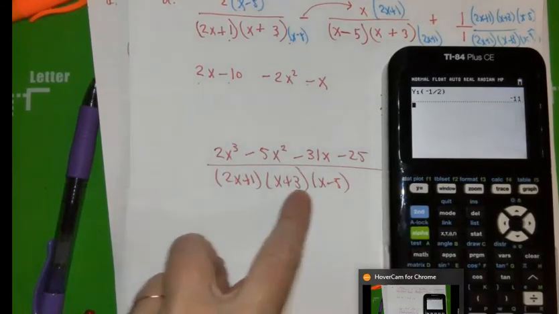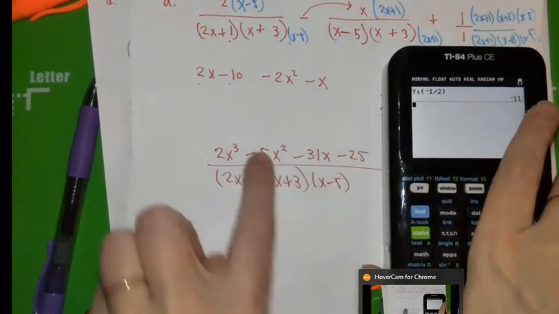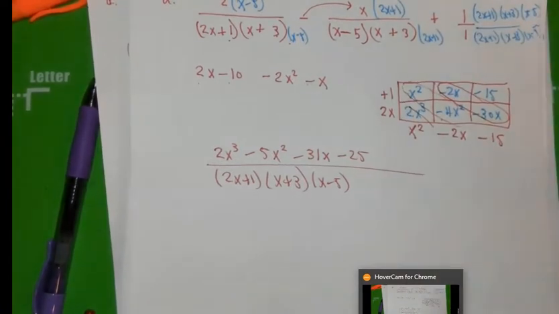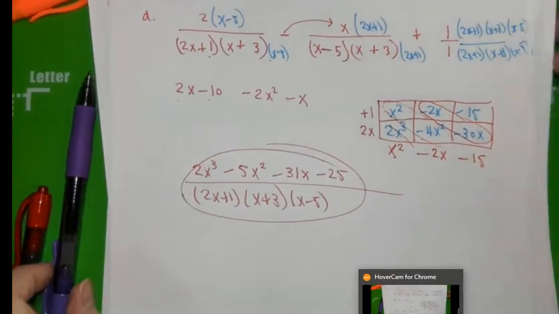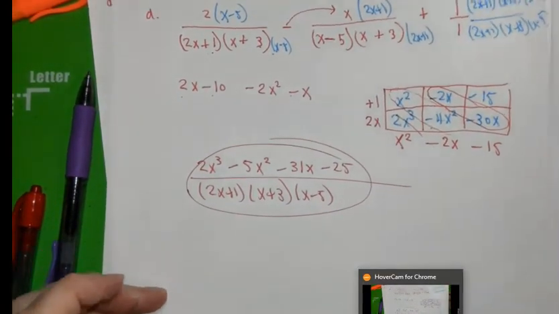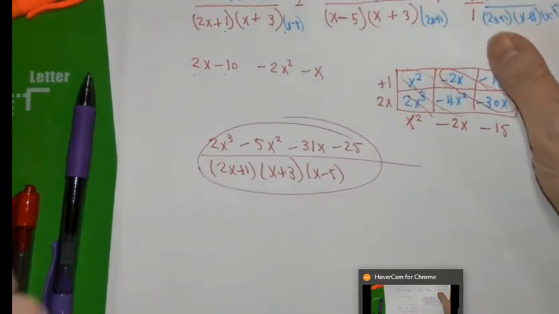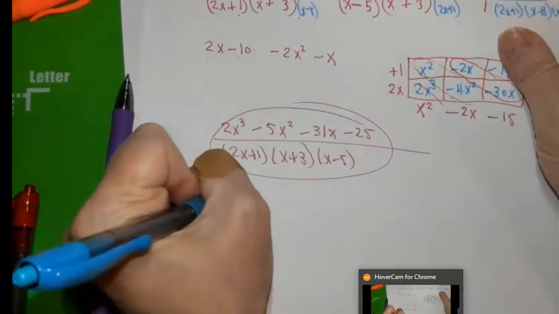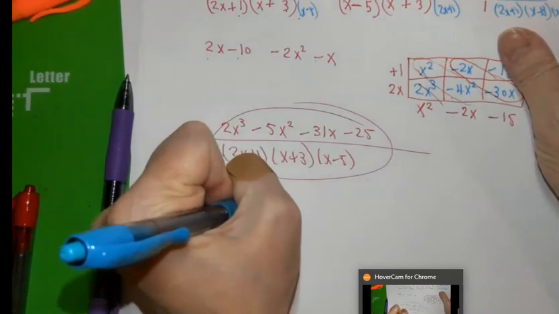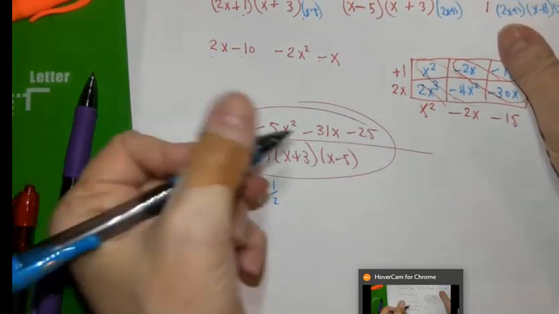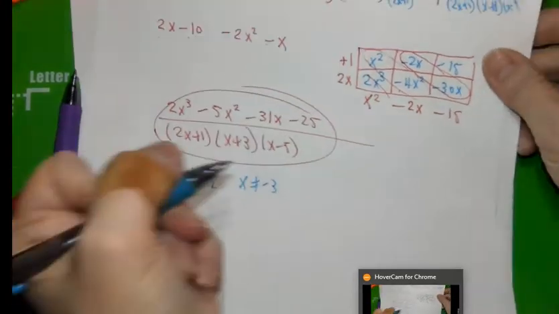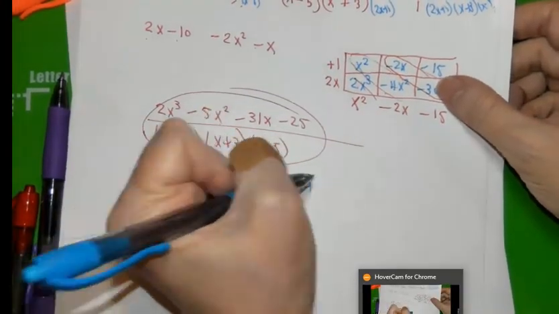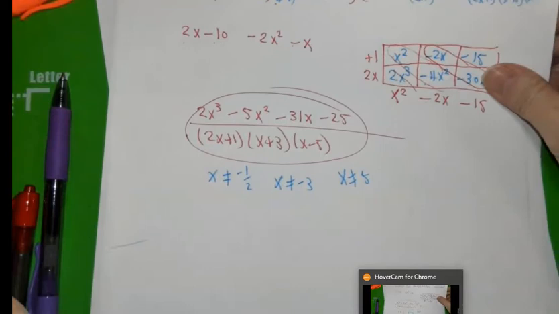So that's telling me none of these factors will go evenly into that polynomial. Thank goodness I don't have to divide out anything. So this is my answer, as simplified as it can possibly be, and I now just need my restrictions. So x cannot equal negative 1/2, because that would make this one 0. x cannot equal negative 3, and x cannot equal positive 5.